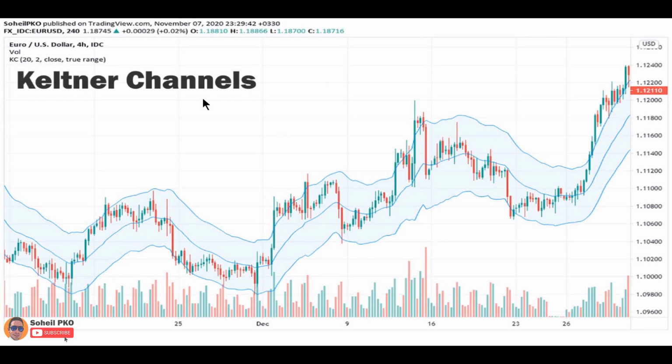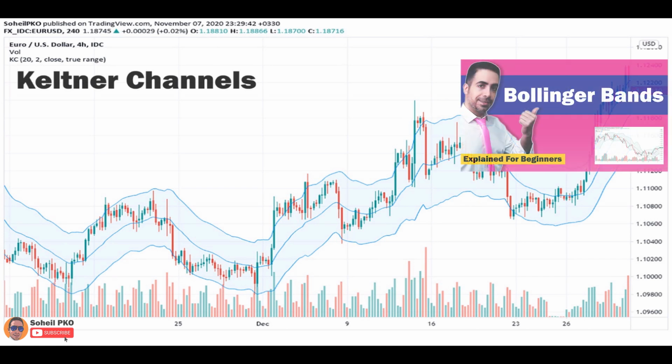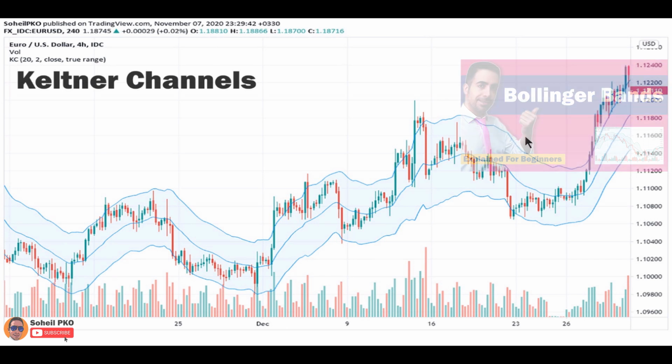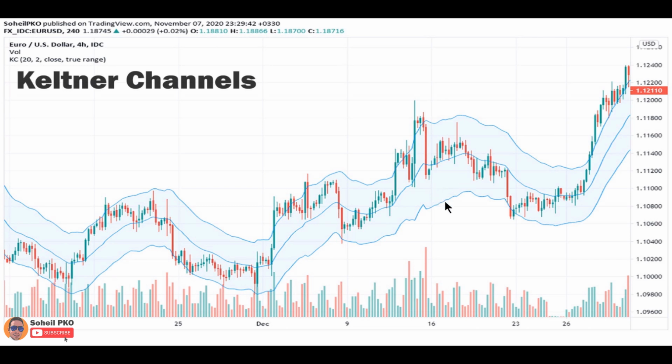Alright, here we go. We have Keltner channels overlaid on the price chart here, as you can see. This indicator is very similar to Bollinger Bands, but here the middle band is an exponential moving average instead of a simple moving average, and average true range is used for setting the outer bands instead of standard deviation. If you're not familiar with Bollinger Bands, I have a video where I completely explained Bollinger Bands and how they're used for trading. You can check it later if you're interested. Later in this video, I will explain the difference between Bollinger Bands and Keltner channels.